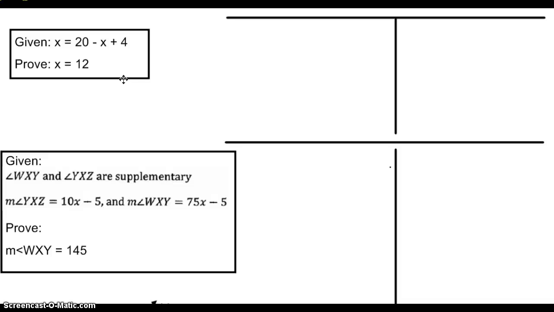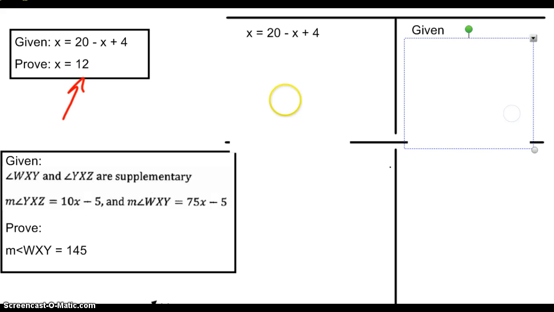Given x equals 20 minus x plus 4, prove that x equals 12. All right. Well, again, we always start our proof with the givens. So there that is. And over here, the given. And pause the video here and see if you can finish the proof.